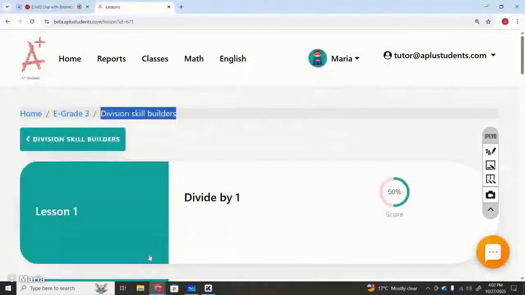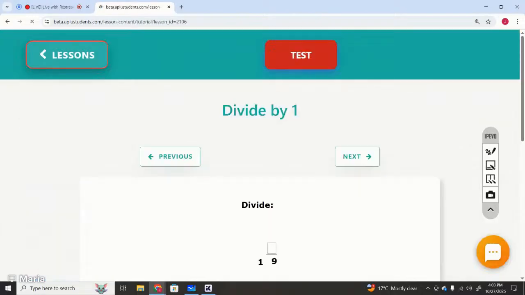So we're going to start with the lesson division skill builders. Please make sure you have your notebook and pencil so that you can note down the important examples and definitions as well. Let's just start with the lesson divide by 1. Division is very important. You need to learn it.